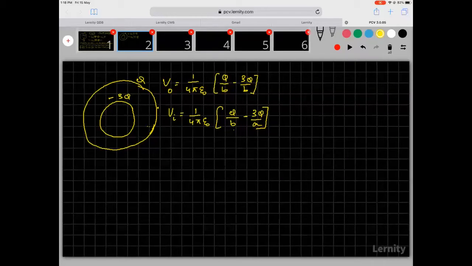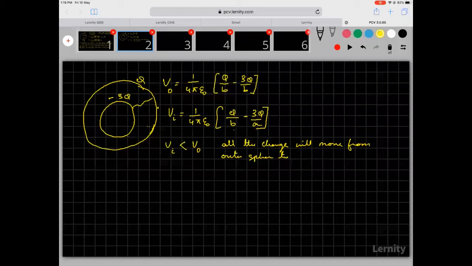So this is it. Here I see that the inner sphere will have a smaller potential than the outer sphere because of the negative charge. So now if you connect them, all the charge will move from the outer sphere to the inner sphere. Basically, the logic that I am using all the time is charge is going to move from higher potential to lower potential. So this is what is going to happen.